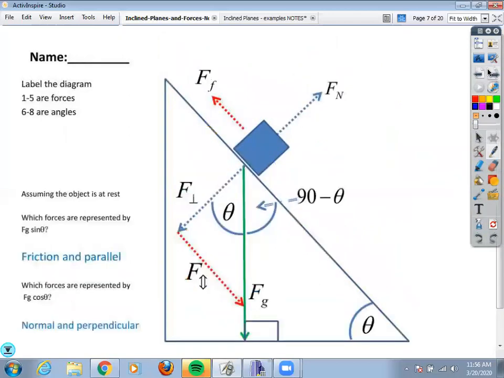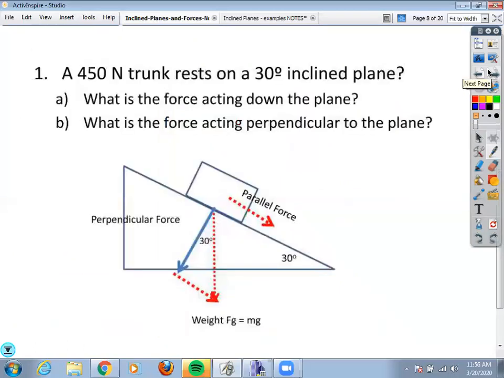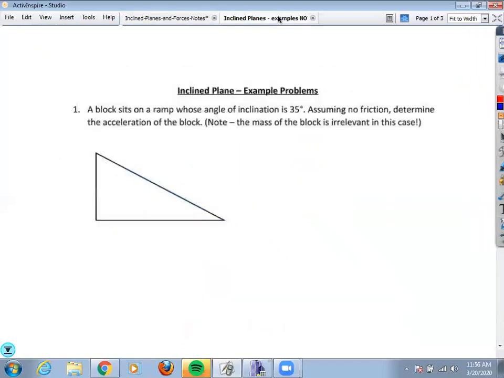So you can see how the diagram was labeled. Don't worry about this, I went a bit extra here. Just the stuff that I'm writing down. All right, if you want to turn to your second note set, number 1, on inclined planes and forces notes, to your examples notes, we're going to look at a situation without any numbers to show you how we deal with inclined planes.